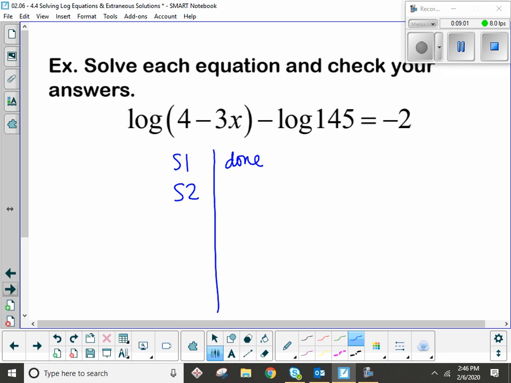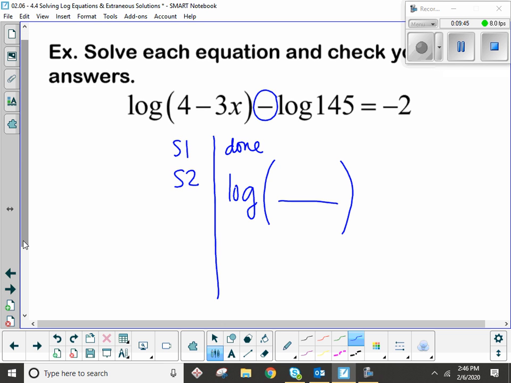Okay, read step 2 in your brain. So it says combine the 2 logs using compression, multiplication, or division. What will we be using? Division. How do you know that? Because it's being subtracted. All right? So we will take those logs, compress them into 1 by making a fraction. That means that's what division is.